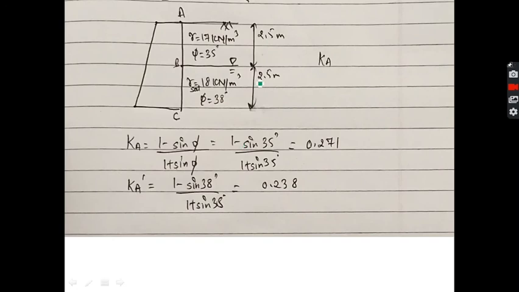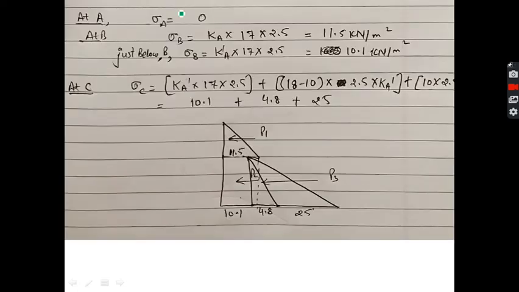Our next question is, we have gamma dry weight and saturated weight at some distance, but note the values of phi are different in both these layers. So what will be the effect of this? We will have two Ka. In this portion we will have one coefficient, and in this portion we will have a different coefficient, as phi affects the value of Ka.